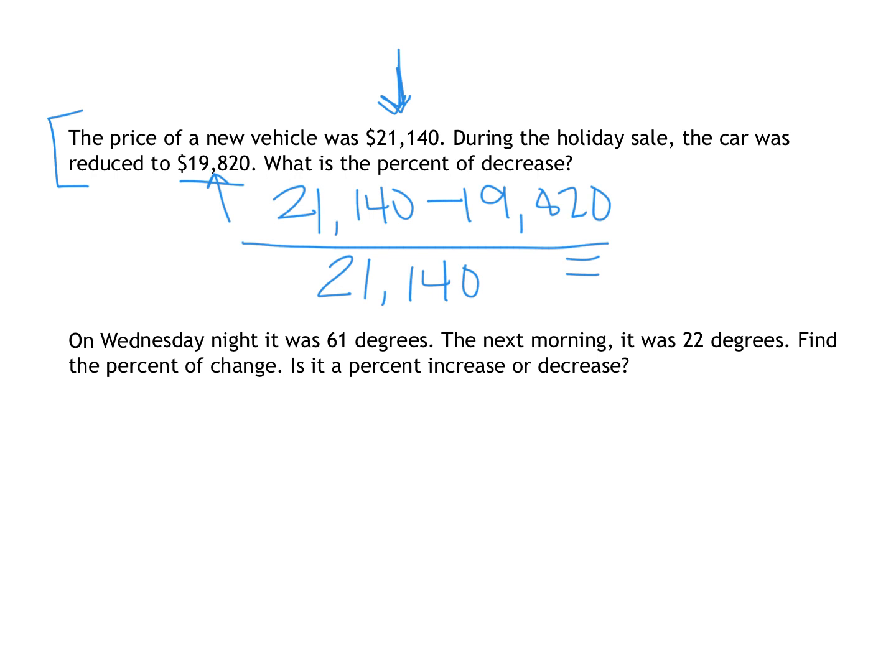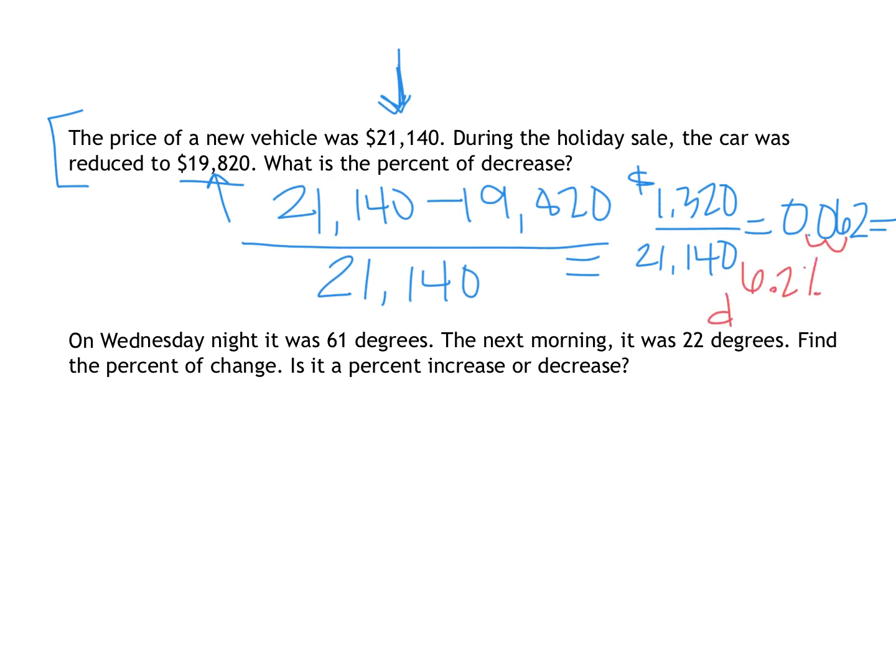So I put that all in my calculator. 21,140 minus 19,820, and I get 1,320. So it was the price difference over 21,140. So then 1,320 divided by 21,140 equals 0.062. And then we go over 2 to the right. So it's going to be a 6.2% decrease.